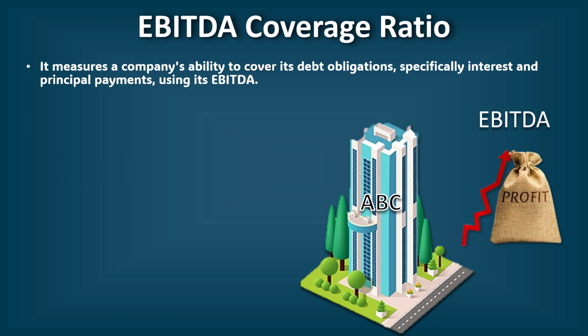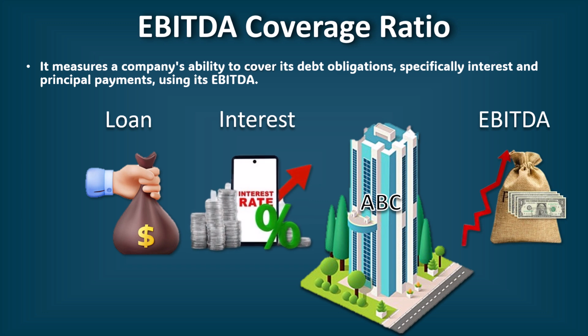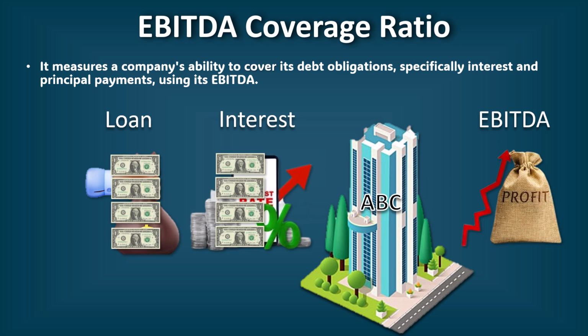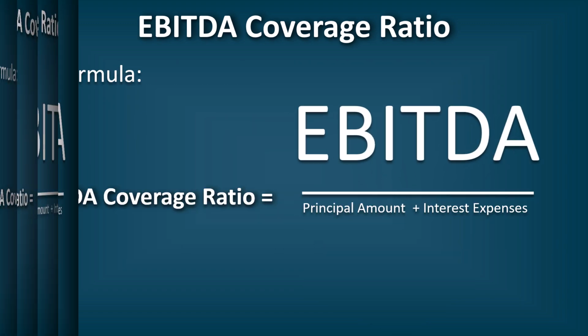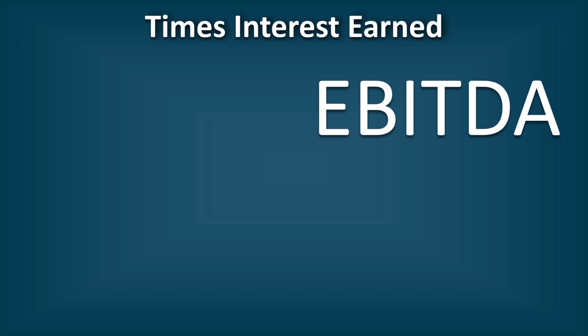So, what does this ratio tell us? It tells us whether the company's EBITDA is sufficient to cover both the principal amount of its loans and the interest on those loans. If the result of the EBITDA coverage ratio is higher, it is a good sign for the company, because it means the company can comfortably cover its debt obligations. If the ratio is lower, it is not a good sign, as it indicates the company may struggle to meet its total loan payments. Now, let's understand where EBITDA comes from in an income statement.